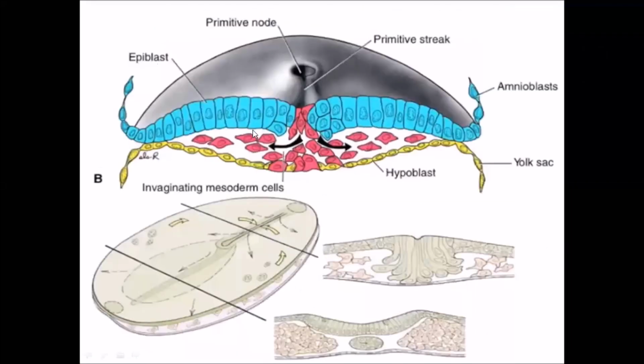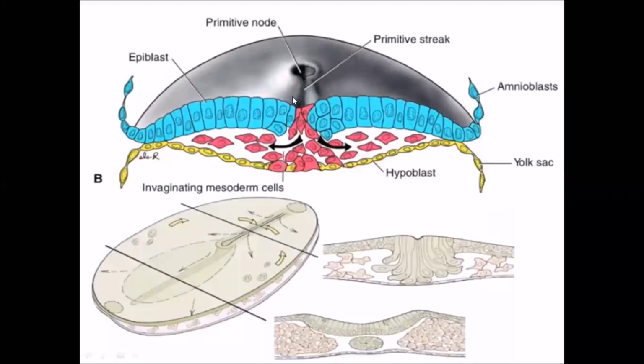So now we have already seen the bilaminar disc. Now we will see the trilaminar disc. In other words, this is called gastrulation. The formation of the three layers is called gastrulation. So initially it was a bilaminar disc, now we are entering into the trilaminar. So now you have the primitive node and the primitive streak, and this is the epiblast and this is the hypoblast.